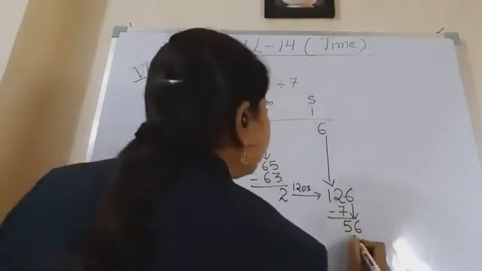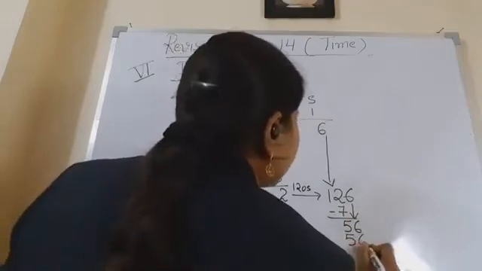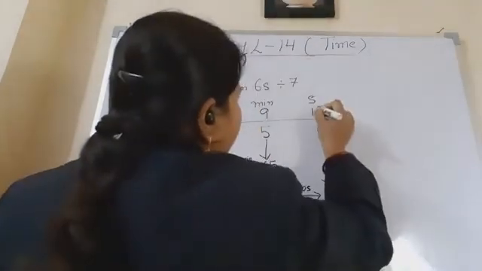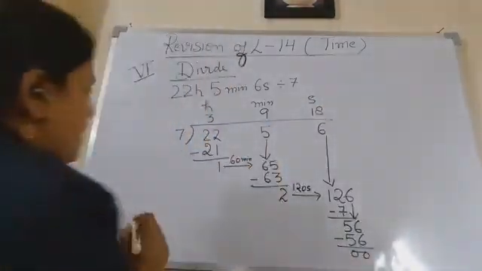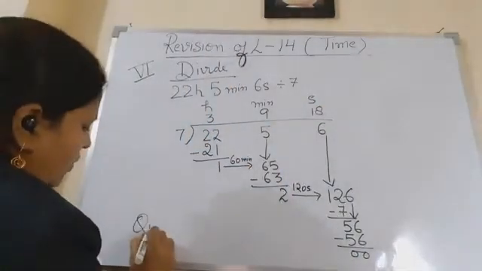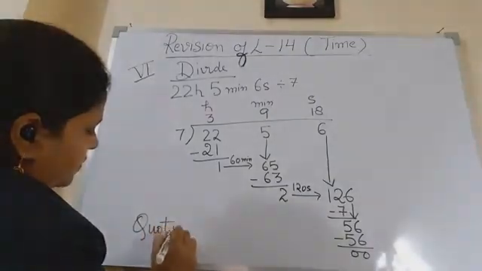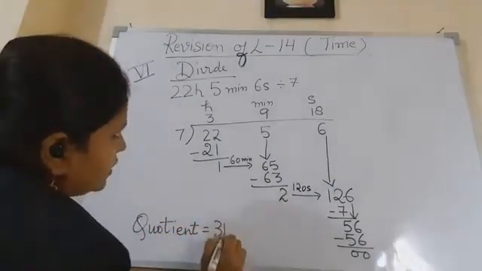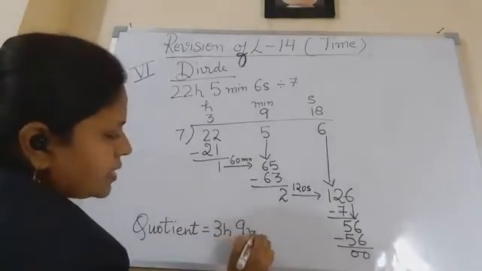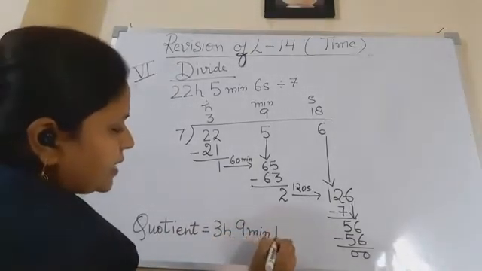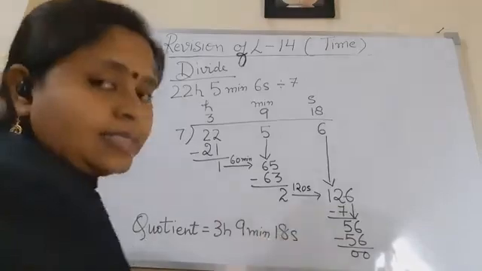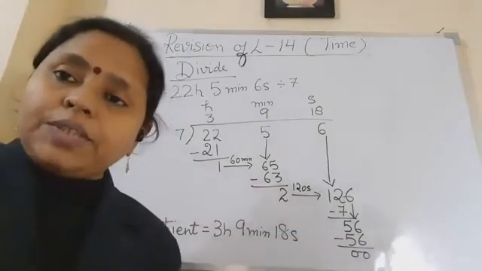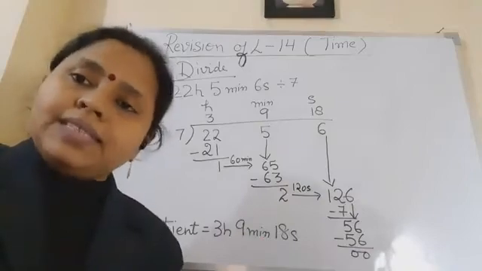And now 7 eights are 56. So it is completely divided by 7. And see, what is our quotient, or our answer of the division? Our quotient is 3 hours, 9 minutes, 18 seconds. So I hope you have also very well understood how to divide time.